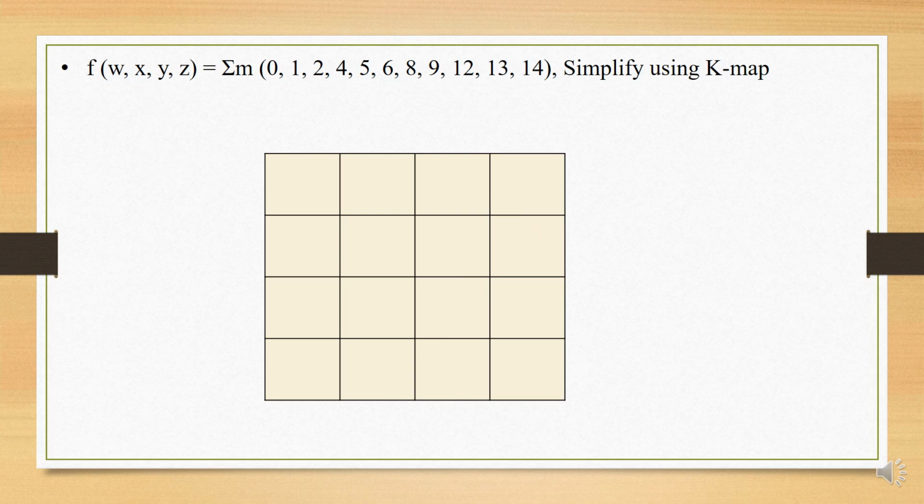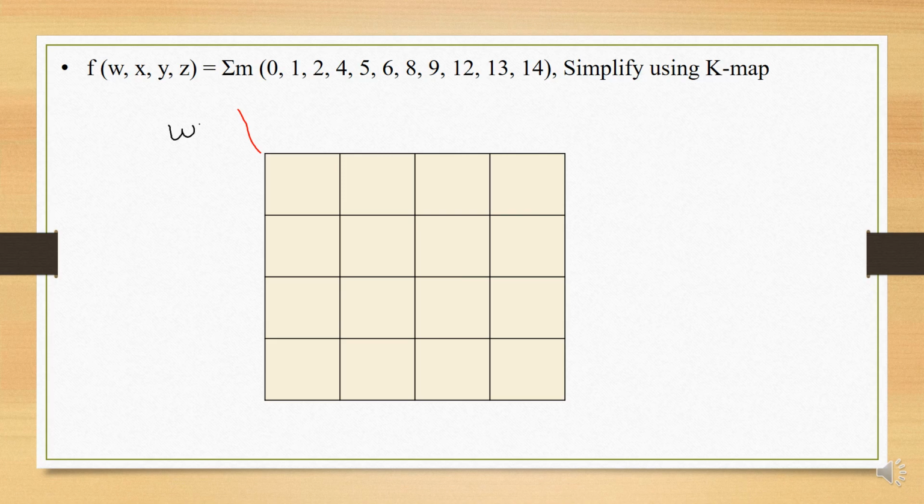The next example is a function with 4 variables. So 2 power 4, that is total number of input variables, will give you 16 cells in the K-map. Therefore, we have 4 variable K-map represented here. Let us now write the variables in the K-map.